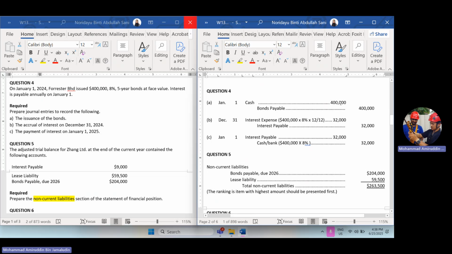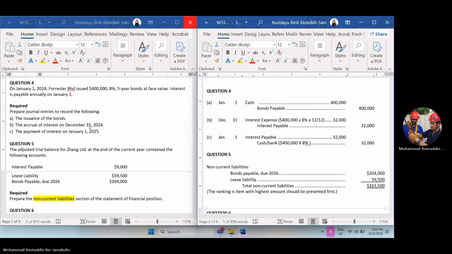So debit cash. You borrow money, of course you get cash or bank. And then you credit the liability. Like here, I should write bonds payable. But if you write bonds, it's also accepted, because we know that bond should be a non-current liability, part of your liabilities.